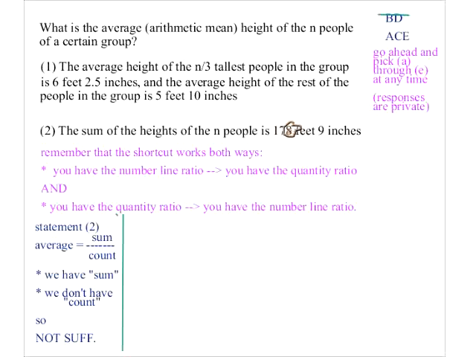Okay, let's look at statement 1. The key thing that you have to notice here is that this is n thirds. So this is exactly 1/3 of everybody. That's the key point. So you have a quantity ratio. So let's see, the question is the numerator equals 178 equals 700 times.